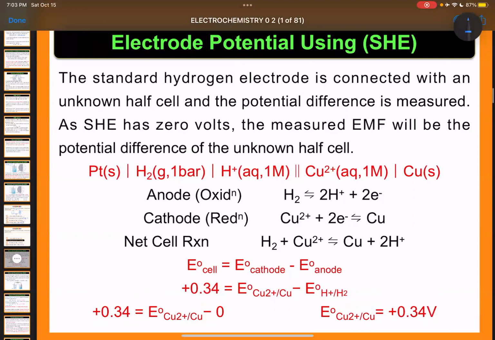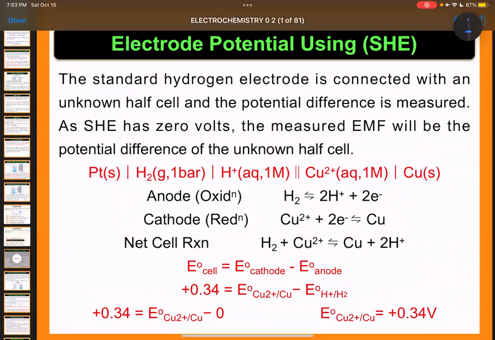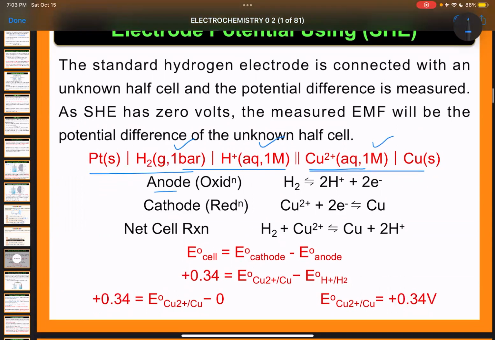This is again the diagram showing how it is measured. Suppose you want to measure the electrode potential of copper experimentally, you will connect the copper with the standard hydrogen electrode, and look at the pressure, look at the concentration, they are at the standard condition, and the temperature also is 298 Kelvin, that means 25 degrees Celsius. The copper also should be taken 1 molar, 298 Kelvin. This is the anode. This is the cathode.